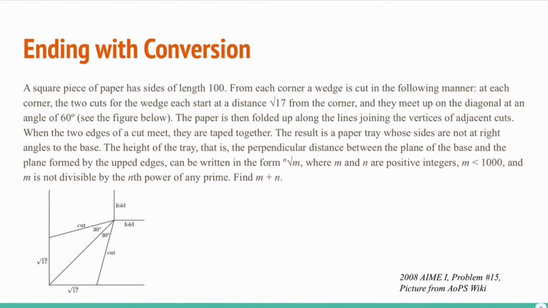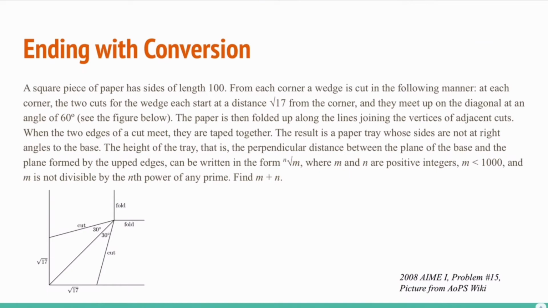Let's end with a problem that involves conversion. A square piece of paper has sides of length 100. From each corner, a wedge is cut in the following manner. At each corner, the two cuts for the wedge each start at a distance square root of 17 from the center, and they meet up on the diagonal at an angle of 60 degrees. See the figure below. The paper is then folded up along the lines joining the vertices of adjacent cuts.